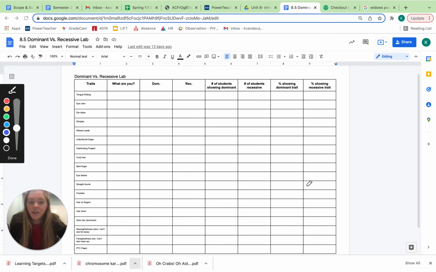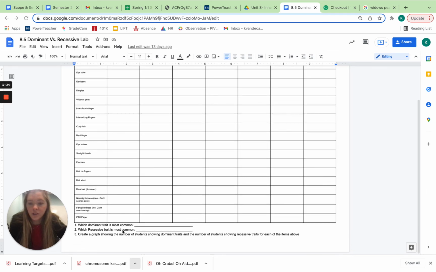Okay. Your last tasks for today for this lab are at the bottom. You do have 3 questions to answer. Well, 2 questions: which dominant trait is most common and which recessive trait is most common. And then lastly, you're going to be making a graph. Remember, the graph paper is at the back of the room in our little bin.